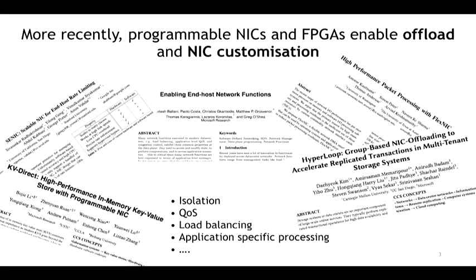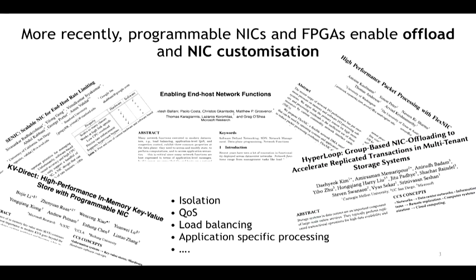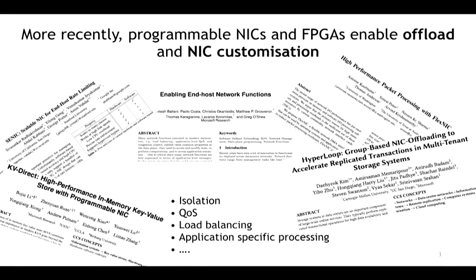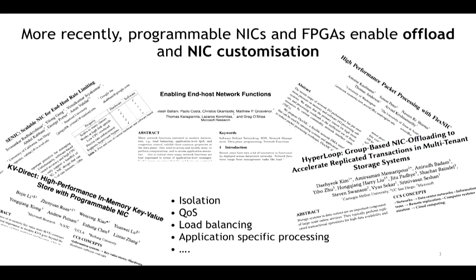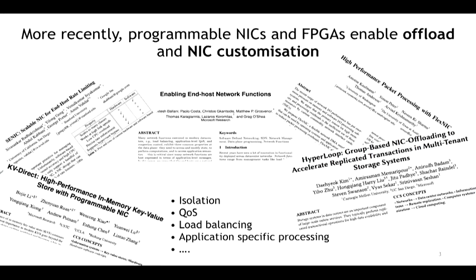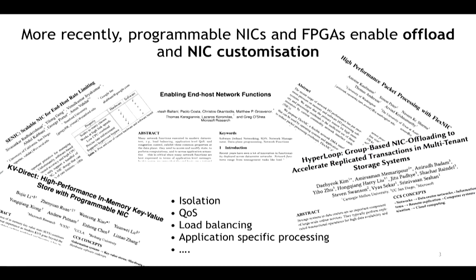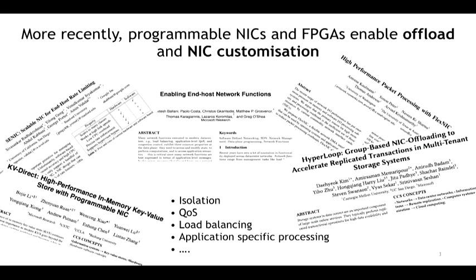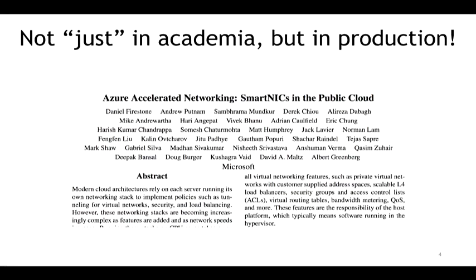So people want to, instead of using expensive x86 cores, use the capability of programmable NICs to provide things like isolation between tenants in a network, cross load balancing, and even application-specific processing like the RDMA replica we saw earlier. And this is not just in academia. At NSDI earlier this year, Microsoft published a paper and demonstrated that they actually have smart NICs in production today in data centers.